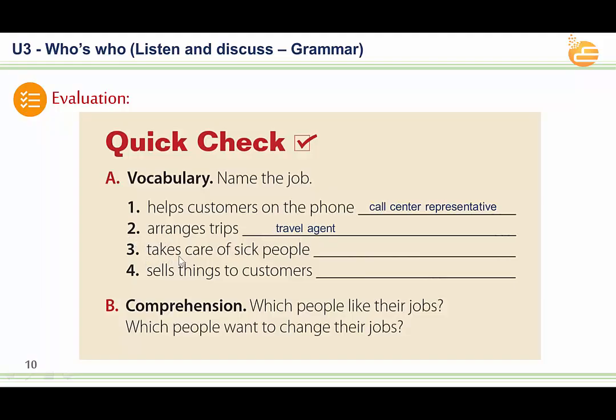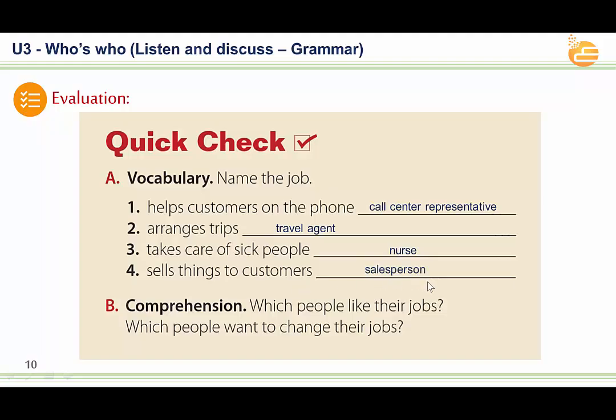Number 3, takes care of sick people. He or she works at the hospital because he takes care of sick people. What is the name of the job? Nurse. Very nice. Number 4, sells things to customers.